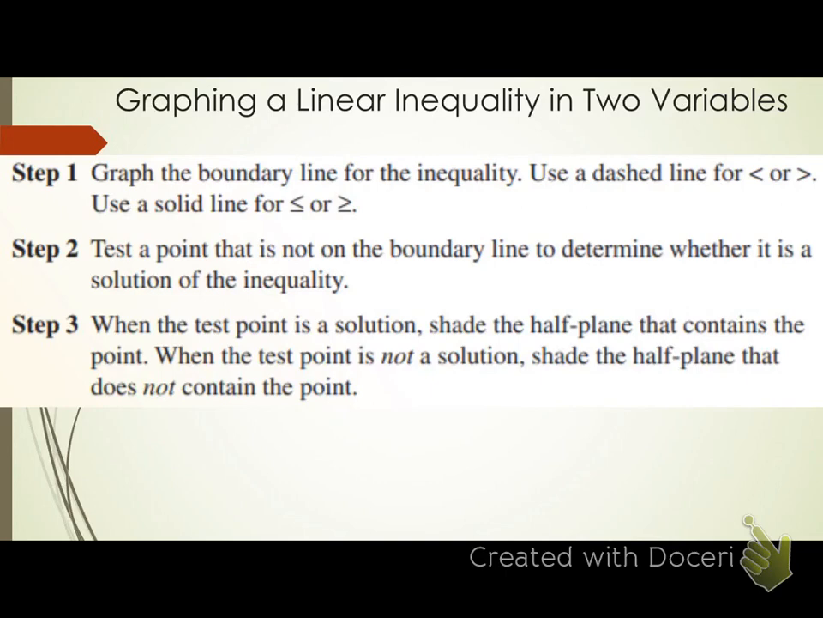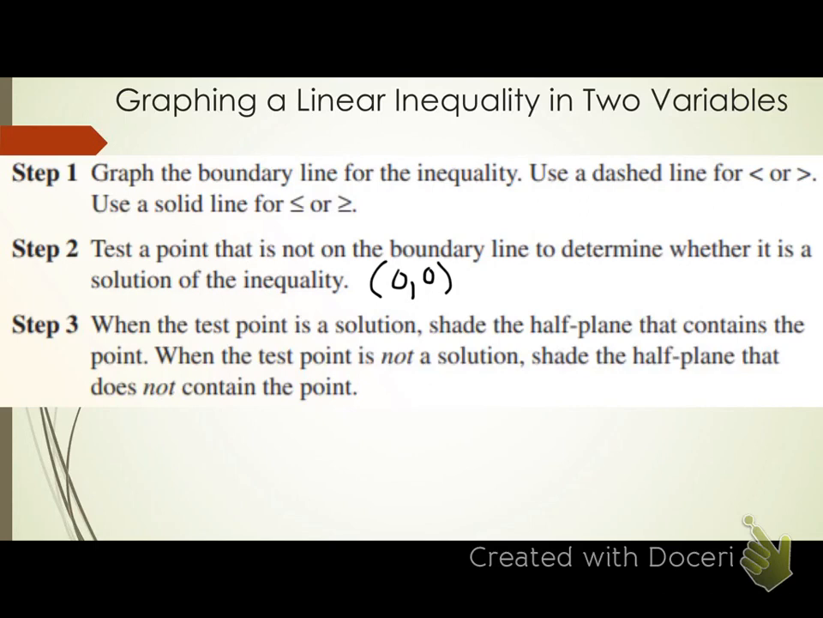Pick an ordered pair that's not on your boundary line. A good ordered pair I always like to use if I'm testing an ordered pair is 0, 0. That's really easy to plug in if it's not on our boundary line. Just think of easy ordered pairs to plug in. 1, 1, 2, 2. Don't pick some big number like 100, 250. That'd be really hard to plug in. So test a point that is not on the boundary line to determine whether it is a solution of the inequality.